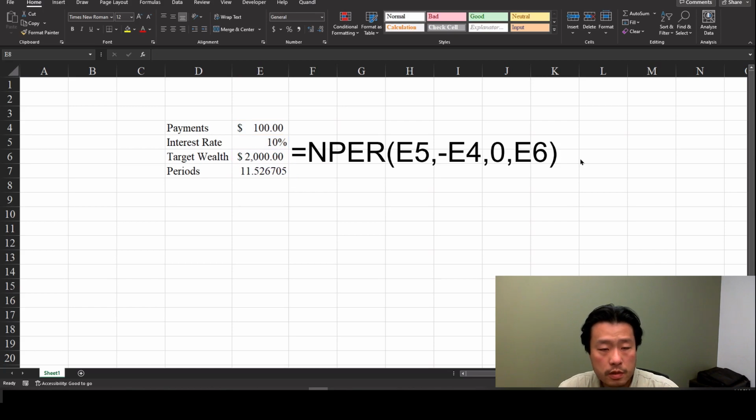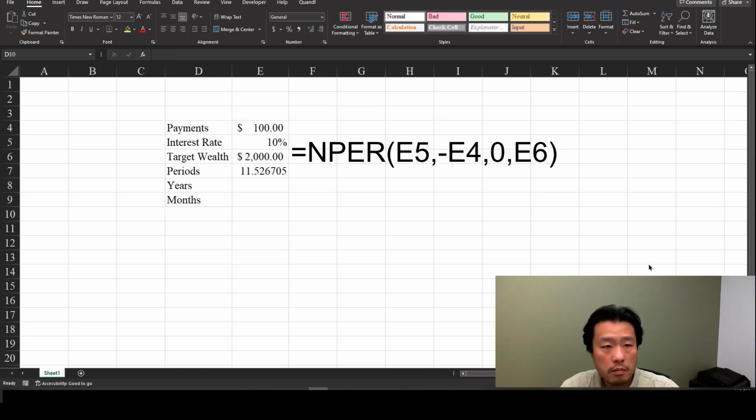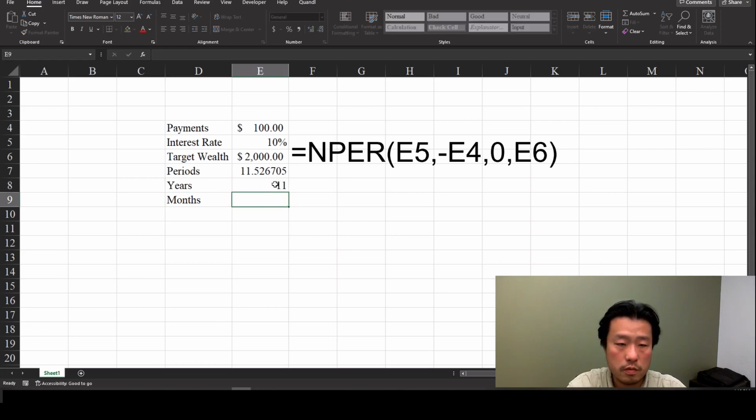The answer from this question is that we need to wait for 11.5267 years in order to get $2,000. But what does that mean? We need to convert it into years and months. By looking at the question, you know that obviously we need 11 years.